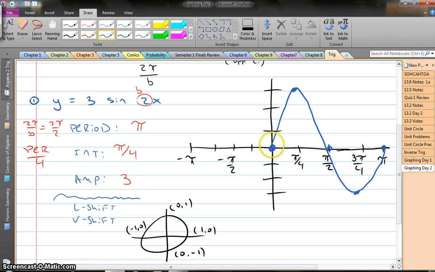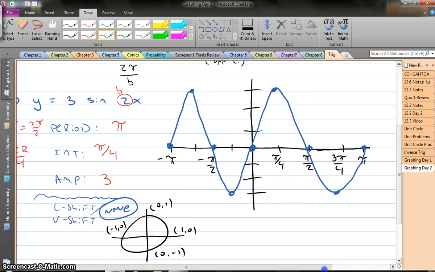Okay, and then the opposite way. Go to -1, 0, 1, 0. Now, our lateral shift is none, and our vertical shift is none. So we don't have any shifts there. Now, I want to talk about this for a second, though. Notice how we only went to pi.